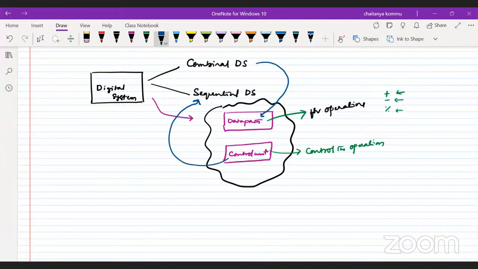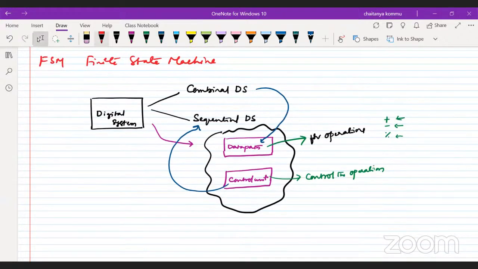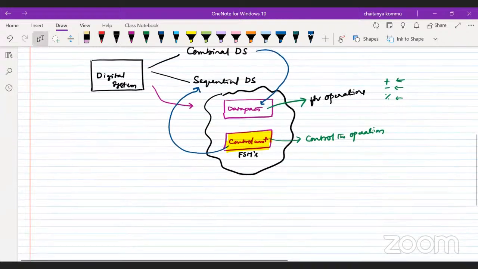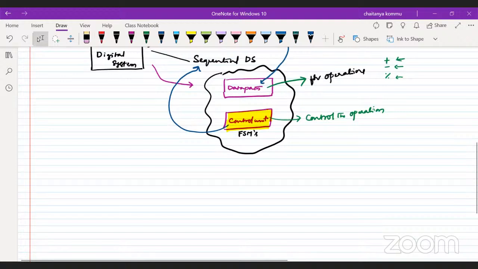So this is all about the digital systems concept. Therefore, we would like to discuss finite state machines in order to realize the control unit. Here we talk about FSMs. For realization of the control unit, most of the cases we use finite state machines. I'm not going into more detail about how a digital system is represented by the data path unit and control unit at this moment. We will talk about it later on.